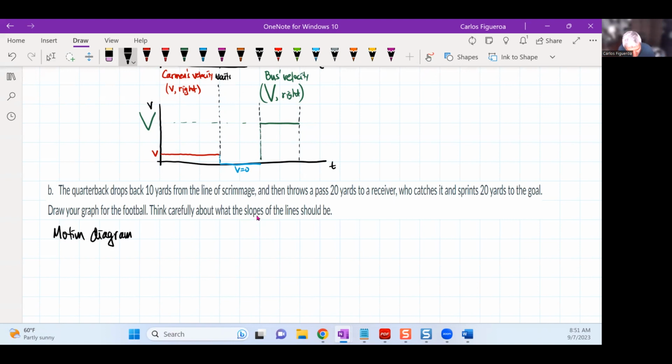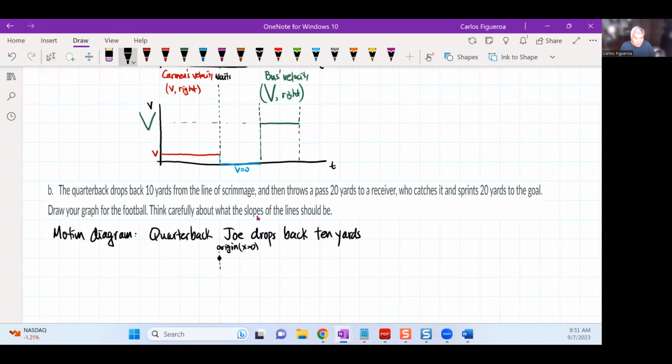what am I seeing? The quarterback, how about if we just give an arbitrary name, quarterback Joe, for example. We're going to say that quarterback Joe drops back 10 yards. So then if I look at my motion diagram, I'm going to define my origin right here. And here's my origin. That's my x equal to 0.